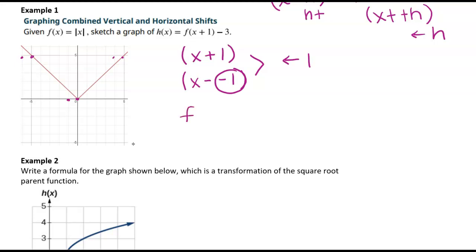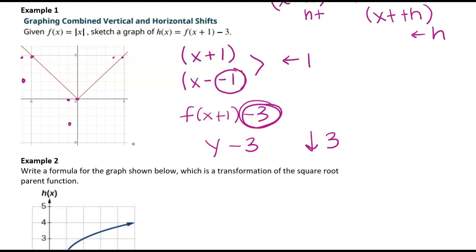Now that I have f of x plus 1 and then that minus 3, I'm saying take all of these y value outputs and then subtract 3 from them. So move down 3. And so this must be my h of x graph.